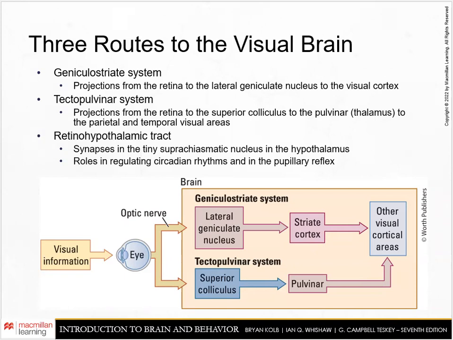retinohypothalamic tract. These are synapses in the tiny suprachiasmatic nucleus and the hypothalamus, and the roles in regulating the circadian rhythms and in the pupillary reflex. And we can see some of these systems that are then shown here. So the optic nerve follows the geniculostriate path to the primary visual cortex and the tectopulvinar path to the temporal and parietal lobes.